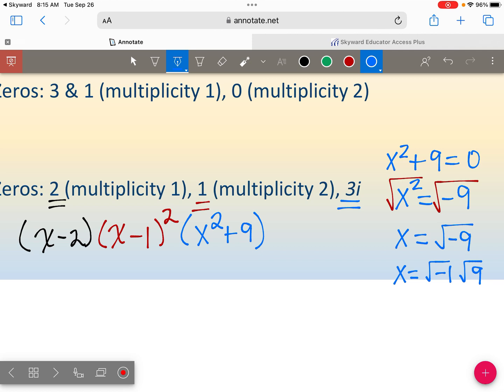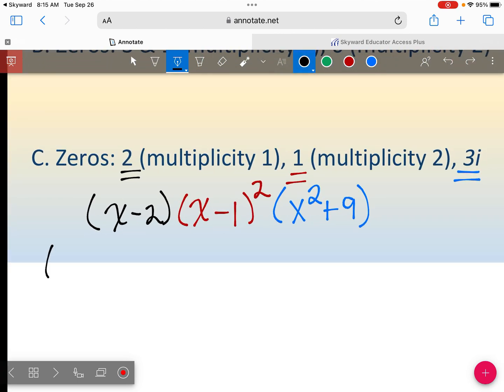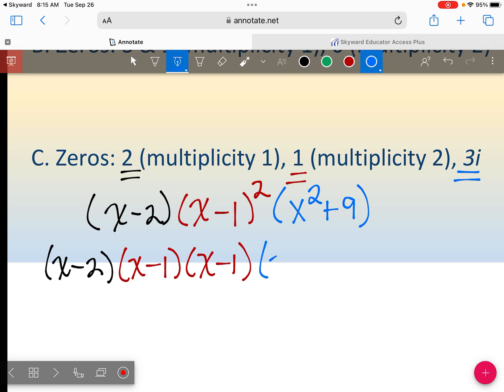So the hard part of this is we have to now multiply this out. So just be prepared, brace yourself, because we got a lot of boxes we're about to make. It's a lot. So what we have here is x minus 2, and that's multiplied by x minus 1, x minus 1, and then we also have x squared plus 9. So which 2 do you want to multiply first?